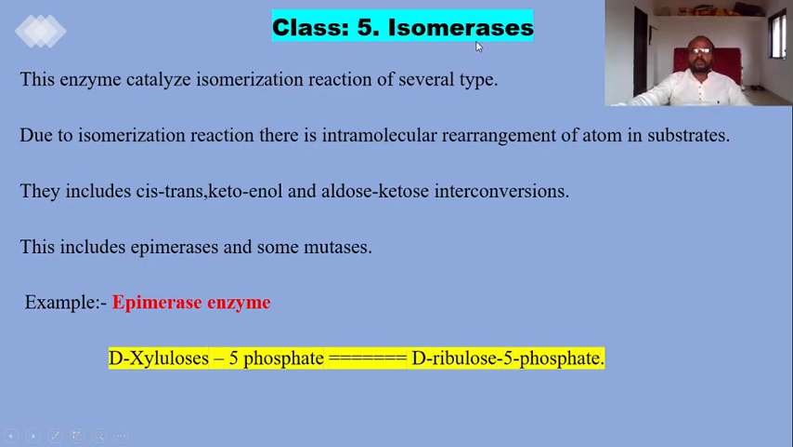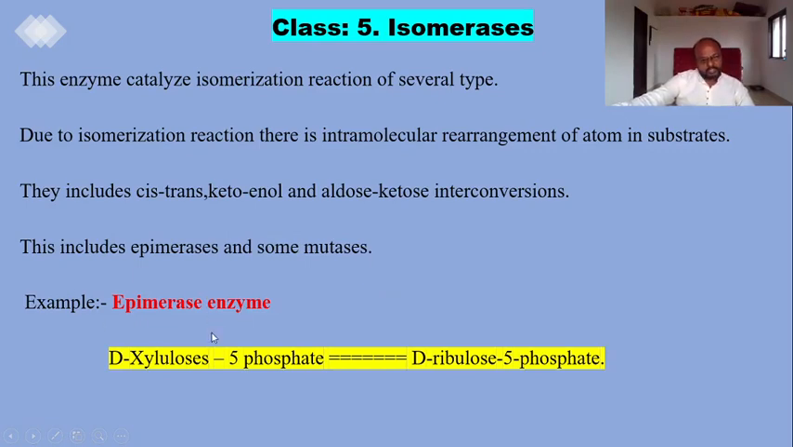Number 5, the isomerases. That is, the isomerization reaction is catalyzed by this enzyme. Due to the isomerization reaction, there is intramolecular rearrangement of atoms in a substrate. It includes cis-trans, keto-enol, and aldose-ketose interconversion. That means cis into trans, trans into cis, keto into enol, enol into keto. So here there is an interconversion, and it includes the epimerase and mutase enzymes.